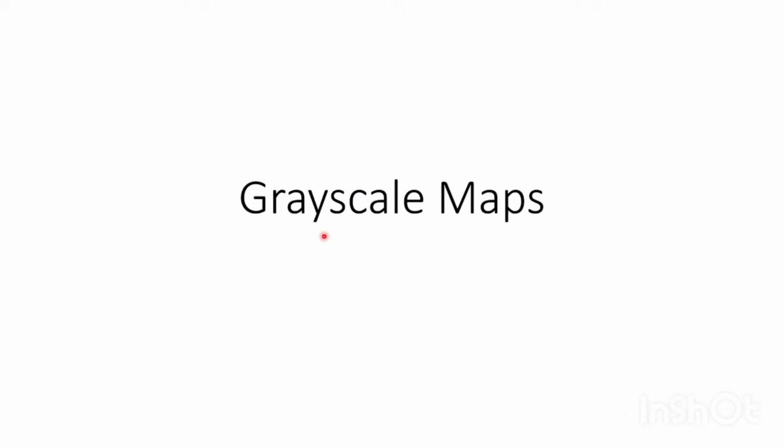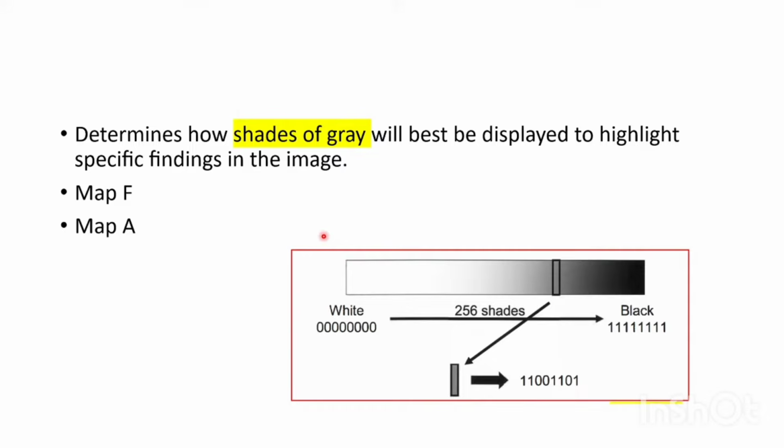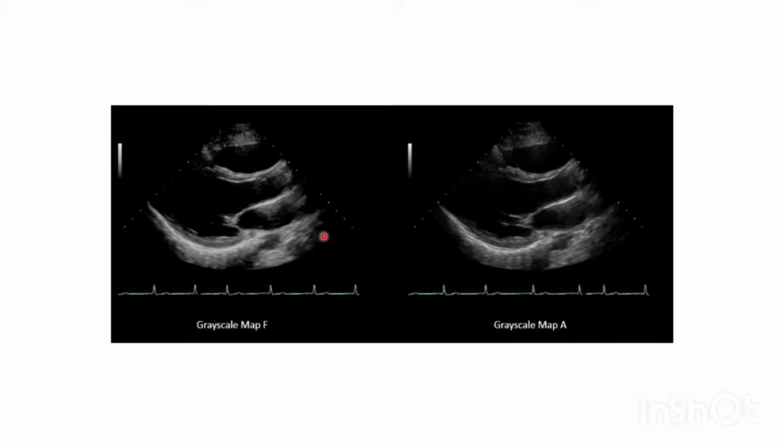So first is the grayscale map. When we talk about 2D echo, we have the option of changing various grayscale maps. So what are these grayscale maps? The manufacturer has put in various maps, that is various shades of gray, and they have prepared various maps, that is map A, map F, like that. So each map will have various shades of gray, and based on our preference, we can choose which map we want. So this is an example that will show the difference between grayscale map F or map A.